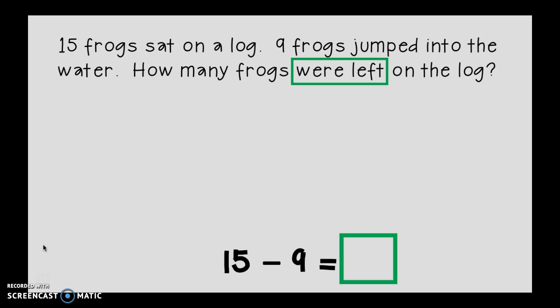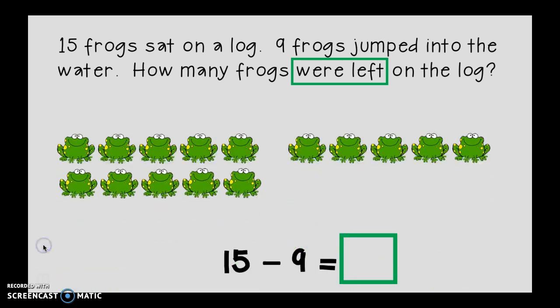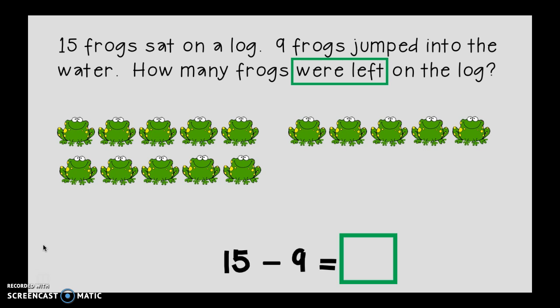It says 15 frogs sat on a log. I go ahead and draw my 15 sitting frogs. Then it says 9 jumped into the water. All right, so that's what I want to do next. But before I do that, I'm going to label it. 9 frogs jumped into the water. What would be a good letter I could put there just as a quick label? Okay, I chose J for jumped. And I'm going to show that by subtracting the 9.